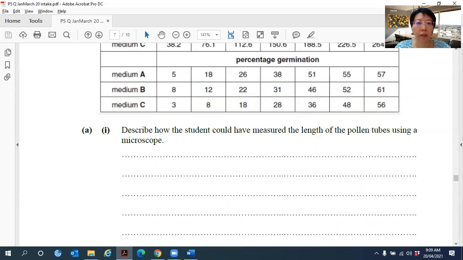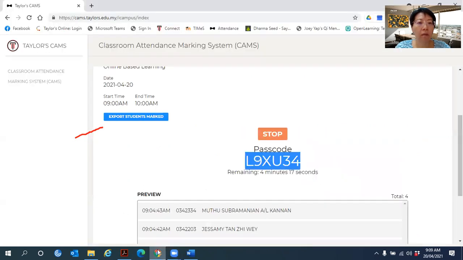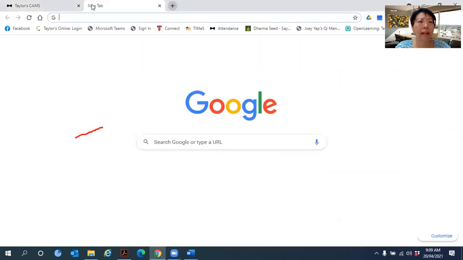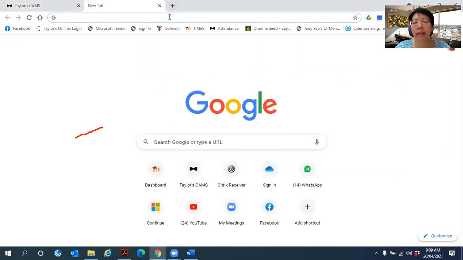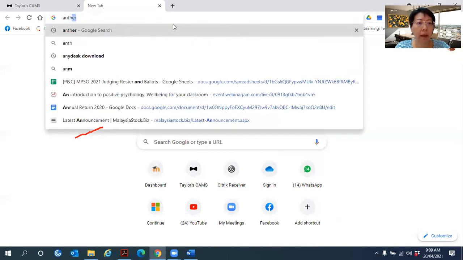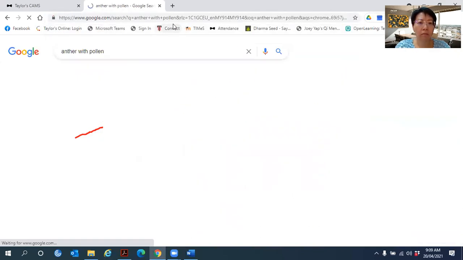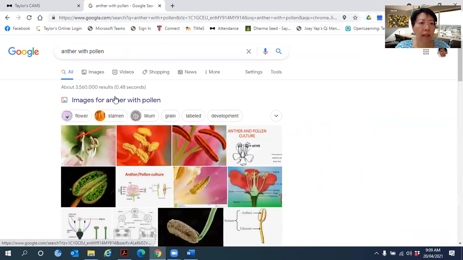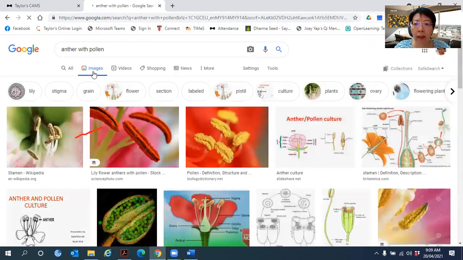Part A 1. Describe how the student could have measured the length of the pollen tubes using a microscope. So here what I want to do is actually show you the pollen. Okay, what is pollen? What is anther? How do you transfer the pollen from the anther? What is germination? Okay, so anther with pollen. So these are the images to show you.